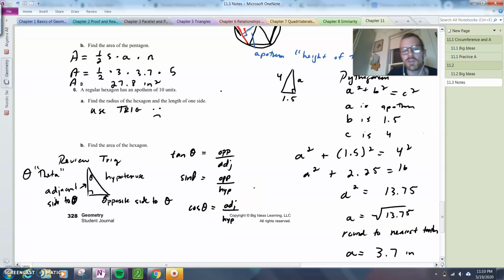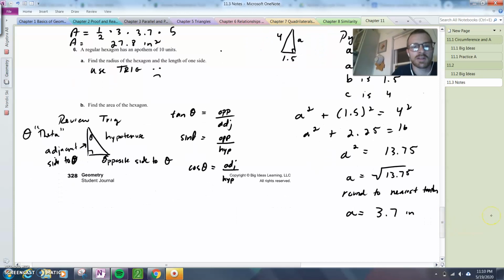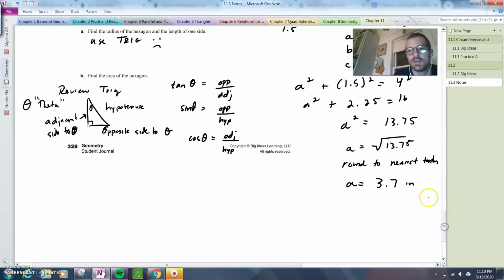And we're going to need to use one of these, actually two of these, to find the side length and the radius of this hexagon. And here's how. So a regular hexagon has an apothem of 10 units. So let's draw that first. I'm going to do a hexagon best that I can.